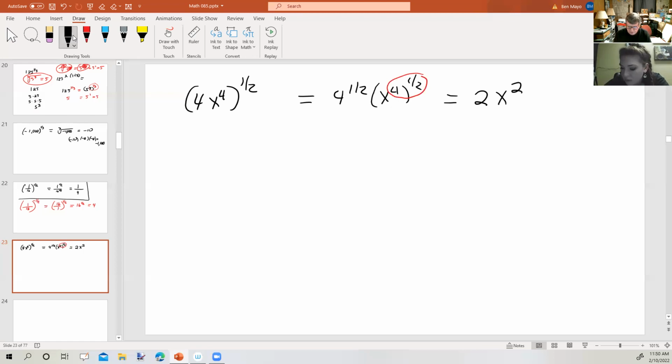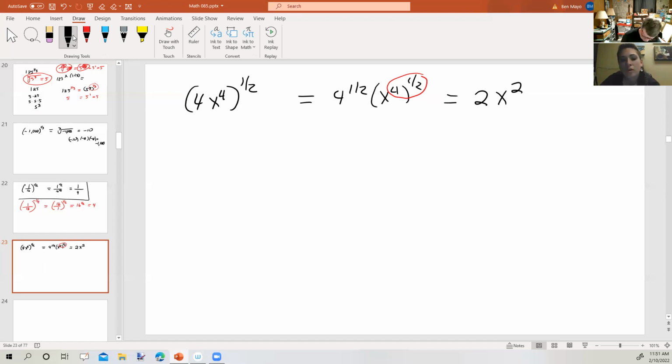Now, I took a square root, a second 1/2 power, so I have to make sure I don't have any negative answers. And recall that x can be any real number. However, x squared wouldn't be negative, so I don't need to use absolute value bars in this instance. Okay.